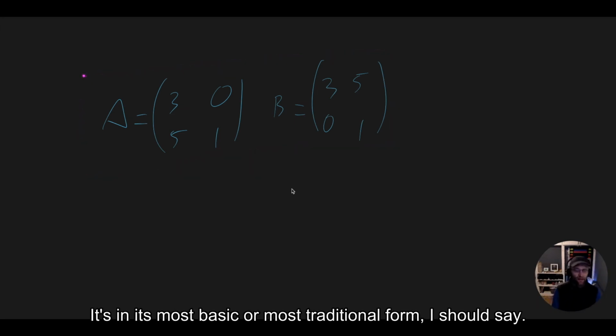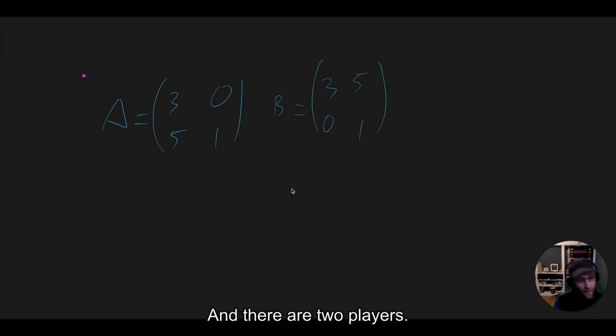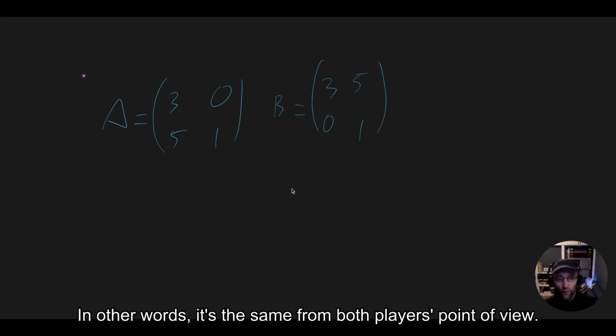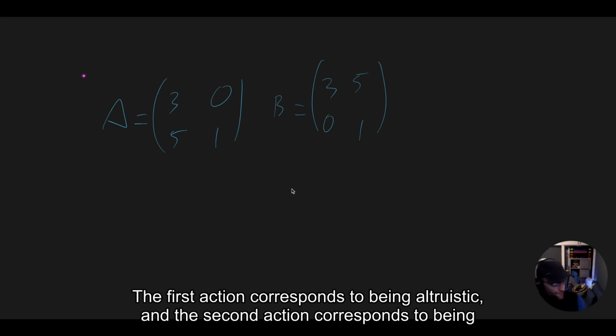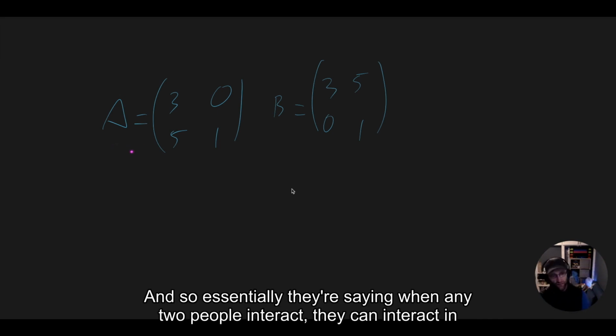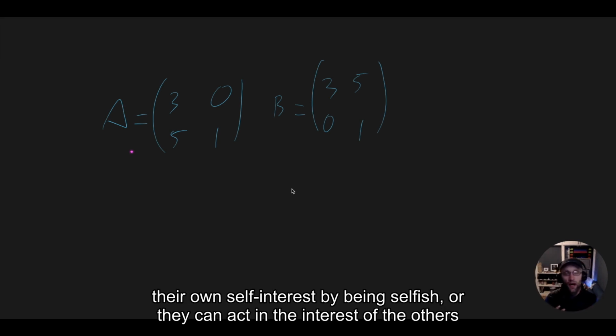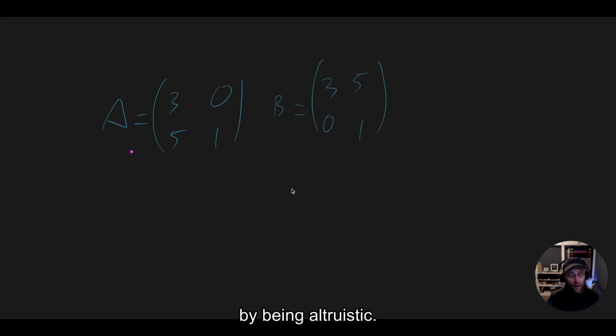It's its most basic or most traditional form, I should say. And there are two players. The game is symmetric, so in other words, it's the same from both players' point of view. And there are two actions. The first action corresponds to being altruistic, and the second action corresponds to being selfish. And so essentially they're saying when any two people interact, they can interact in their own self-interest by being selfish, or they can act in the interest of the others by being altruistic.